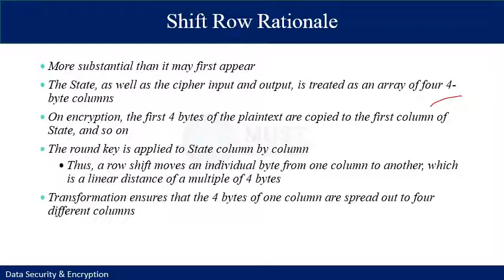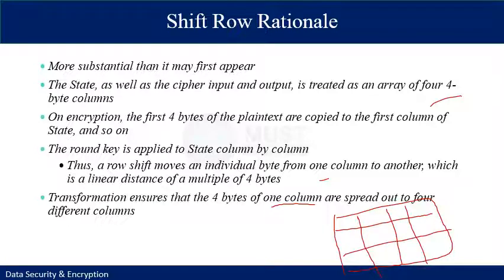Thus, a row shift moves an individual byte from one column to another, which is a linear distance of a multiple of 4 bytes. For example, in the second row it will be 1 shift, in the third row it will be 2 shifts, and in the fourth row it will be 3 shifts. This transformation ensures that the 4 bytes of one column are spread out to 4 different columns. Except for the first row, you can see that in each row the values are shifted.